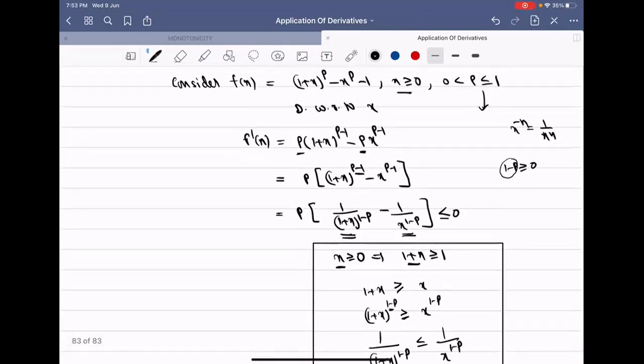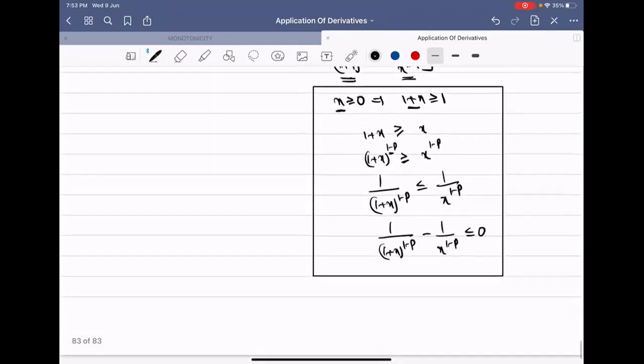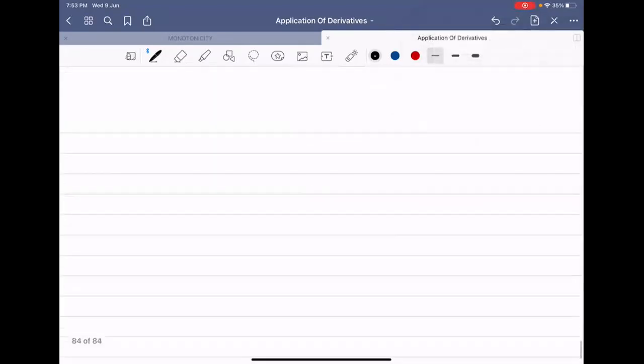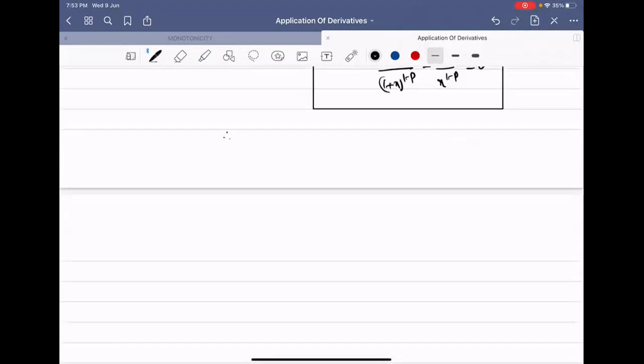And what we got, f dash x is less than or equal to 0, means f of x is a strictly decreasing function. Yes or no? So therefore f of x is a strictly decreasing function on 0 to infinity. Yes or no?